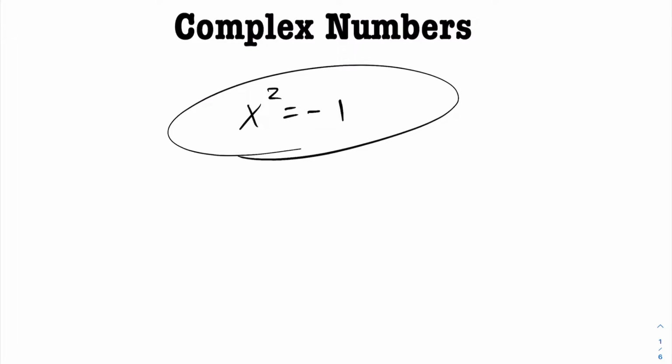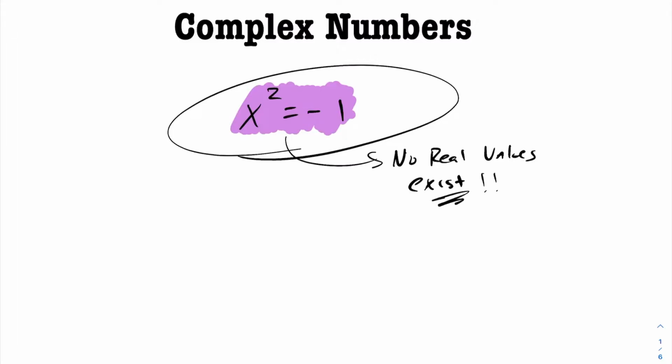So when talking about complex numbers, commonly it's introduced examining the following equation. And if we were to be looking to solve this equation, finding real values, you'll see here that no real values exist. There are no real numbers that you can square that are going to give you a -1. So therefore, there is no real solution to this equation.